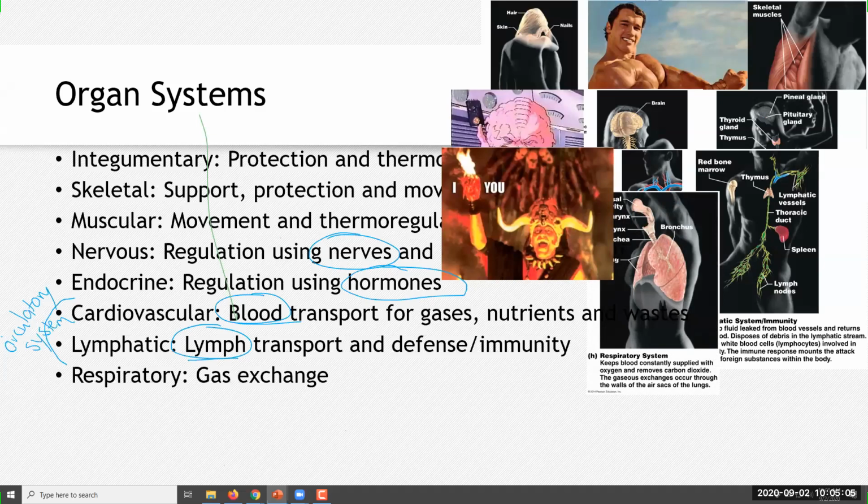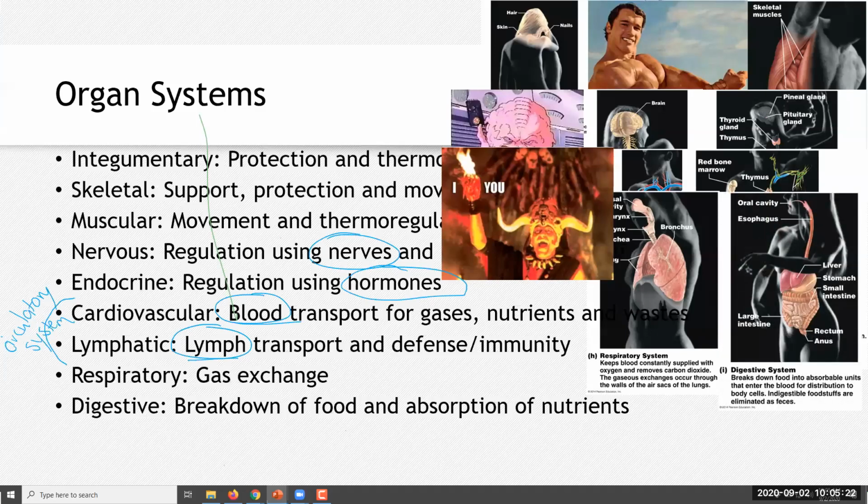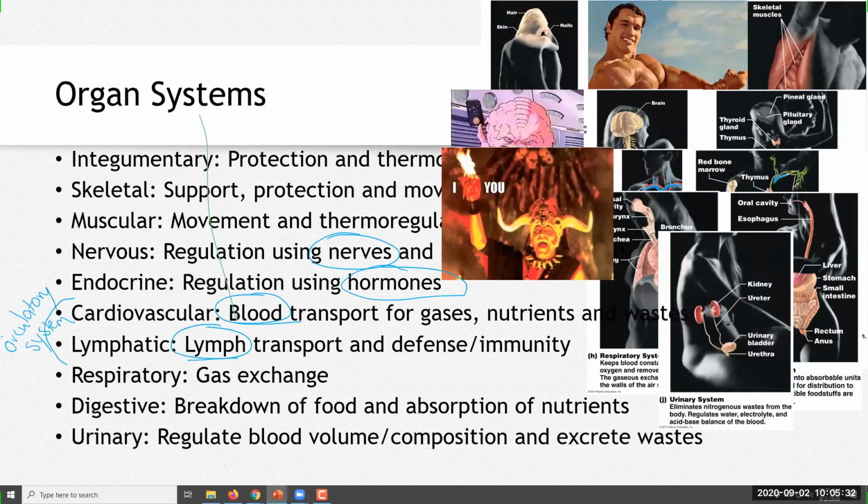Next is the respiratory system. And the respiratory system, I think most of you already know, is to exchange gas, so that oxygen could get into our blood and for carbon dioxide to be breathed out because it's a waste product. Our digestive system, on the other hand, is to break down food. We break down the food that we eat so we can get the nutrients from that food. The urinary system will end up filtering our blood. And after it filters our blood, it will excrete whatever waste was in our blood.